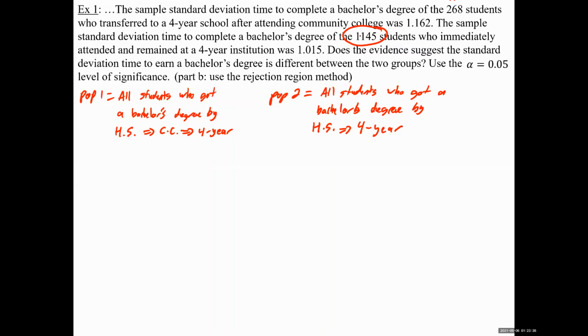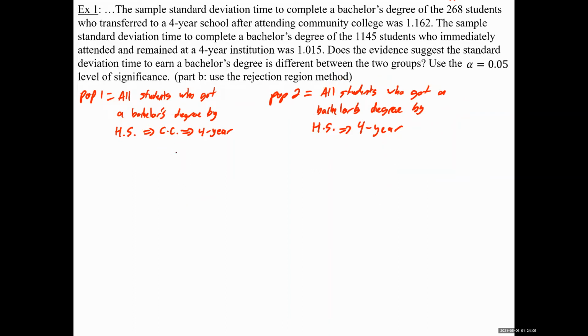Make sure you get the word all in there. You could call this group population one if you want, and this group population two if you want. It doesn't matter. You just have to pick one. And then once you picked it, you stick with it. Since I decided to make population one the students that went to community college, then anytime I use the number one as a subscript, it's going to have to do with students that went to community college. Since I called population two the ones that did not go to community college, anytime you see a two, it's coming from students who did not go to community college.